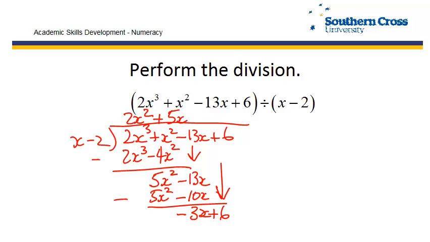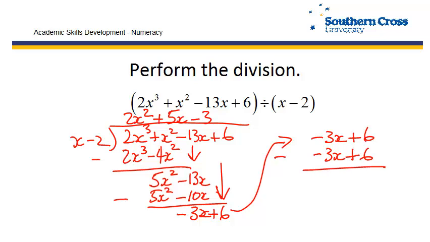I'm going to need to put this up over here because this video screen is just too small. So this time, what times x gives minus 3x? It's minus 3. So minus 3 times x is minus 3x. Minus 3 times minus 2 is plus 6. They get subtracted, and the minus 3x minus minus 3x cancels out to 0, and 6 take away 6 is 0. So in other words, there's no remainder.